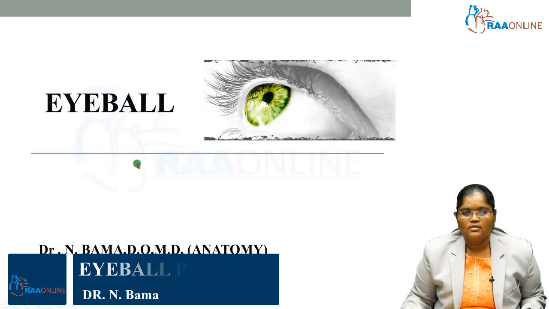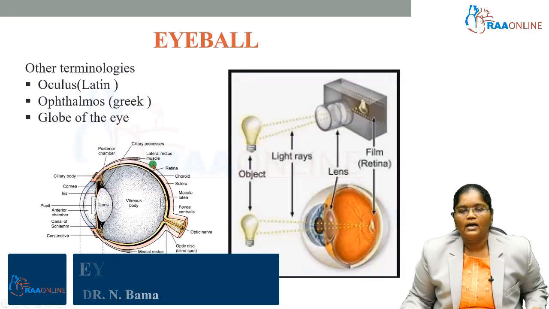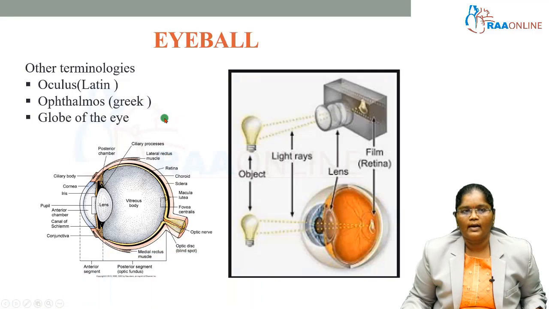Today's class is about the eyeball. The other terms used for eyeball are oculus, which is a Latin term, and ophthalmos, which is the Greek term, and then the globe of the eye. So this is the sagittal section of the eyeball, which has three coats present within it.